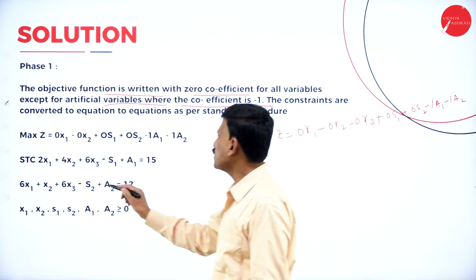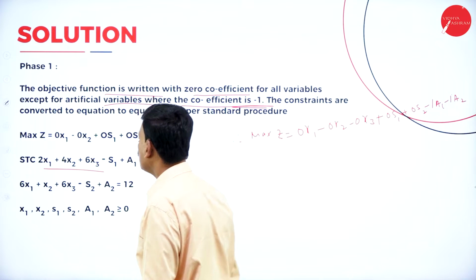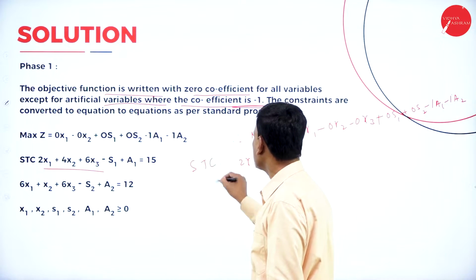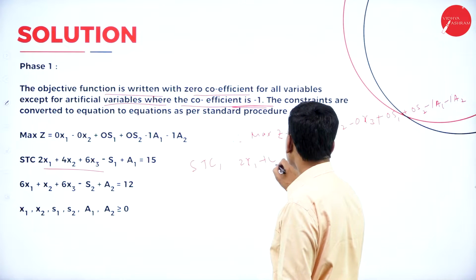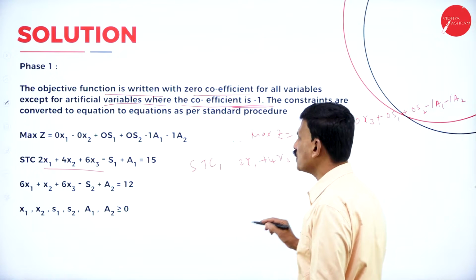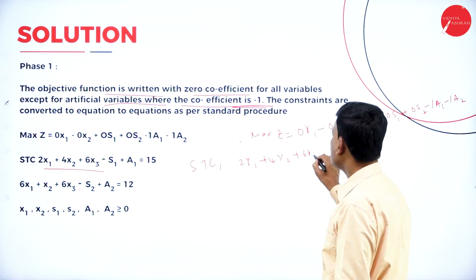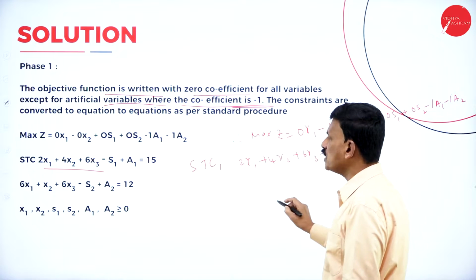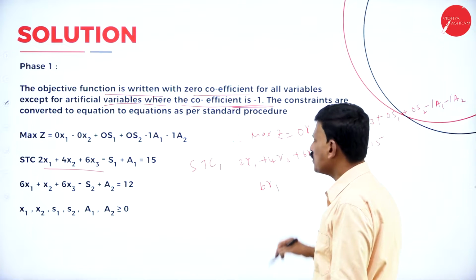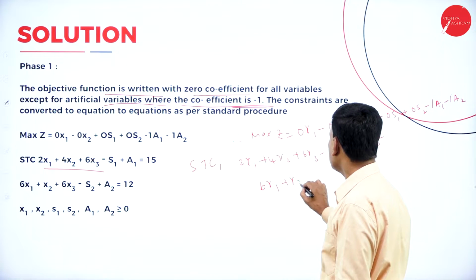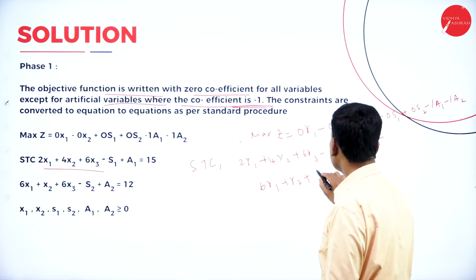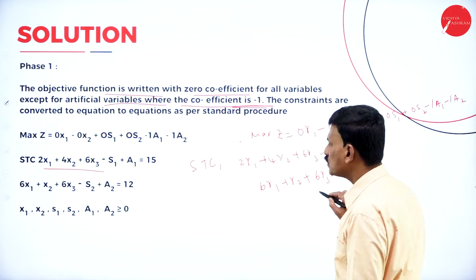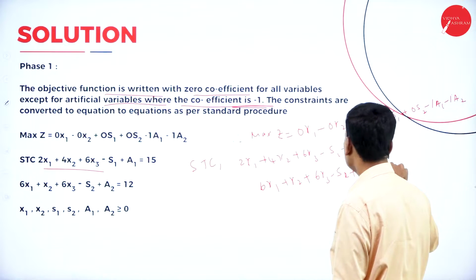Similarly, the constraints can be written as: subject to 2x1 plus 4x2 plus 6x3 minus s1 plus a1 is equal to 15, and the second equation 6x1 plus x2 plus 6x3 minus s2 plus a2 is equal to 12.